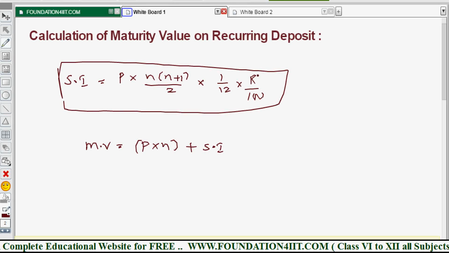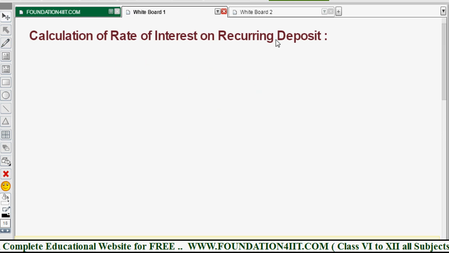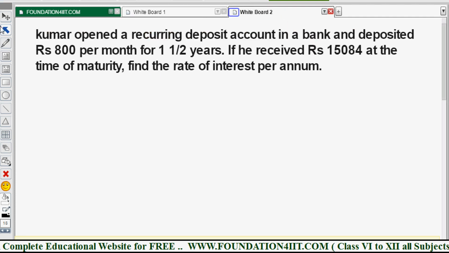Now next we'll see how to find out the rate of interest. The other values are given, only the rate of interest is missing. So I'll show one example on how to calculate the rate of interest on a recurring deposit. That means in any problem where the rate of interest is not given, except the rate of interest, for example the principal amount, time, and the maturity value are given, and you have to find the rate of interest. So let me show you one question here. If you see, you'll get an idea.